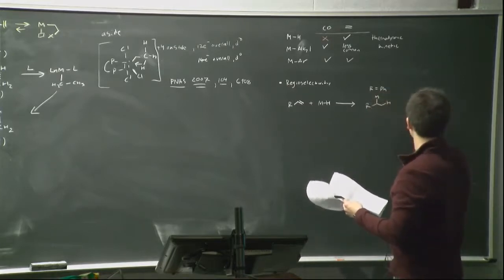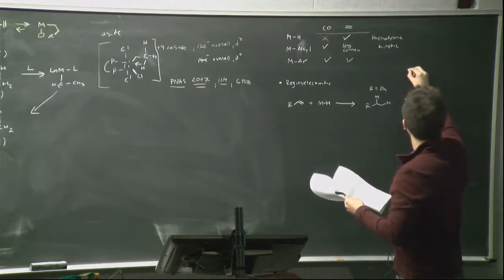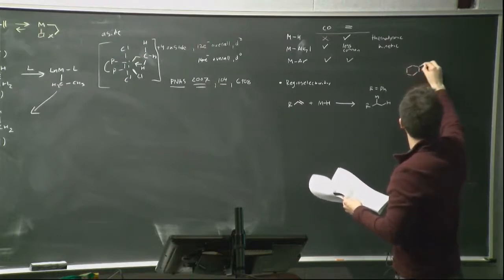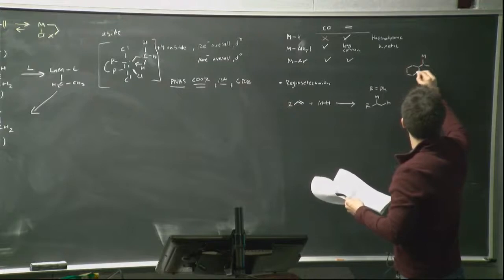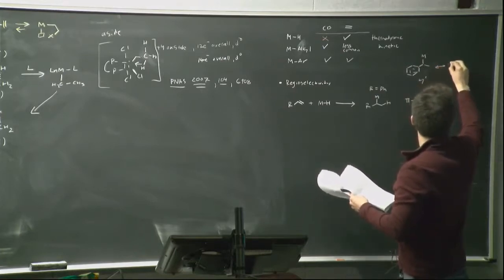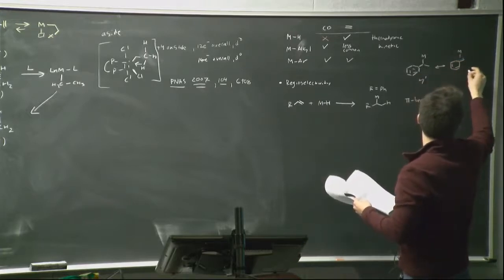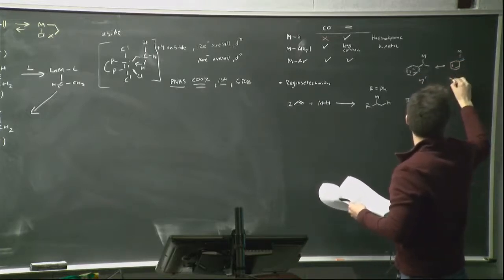And that's because in this case, you're generating a homobenzyl, as we saw previously. Homobenzyls can be formulated this way, either η1 or this way, either η3. So they're quite a bit more stable than your run-of-the-mill secondary alkyl metal species.